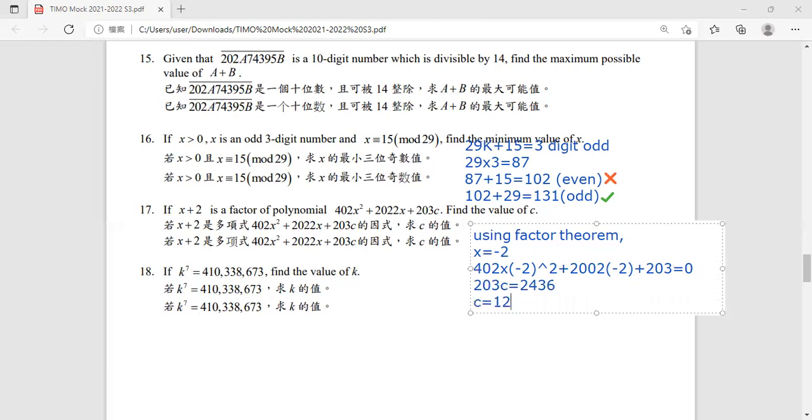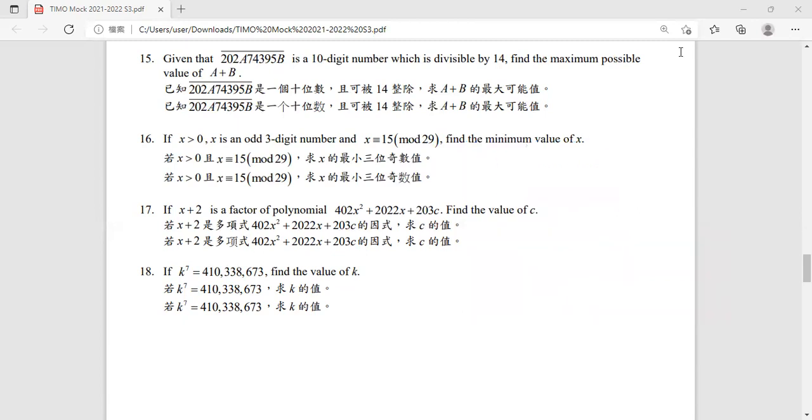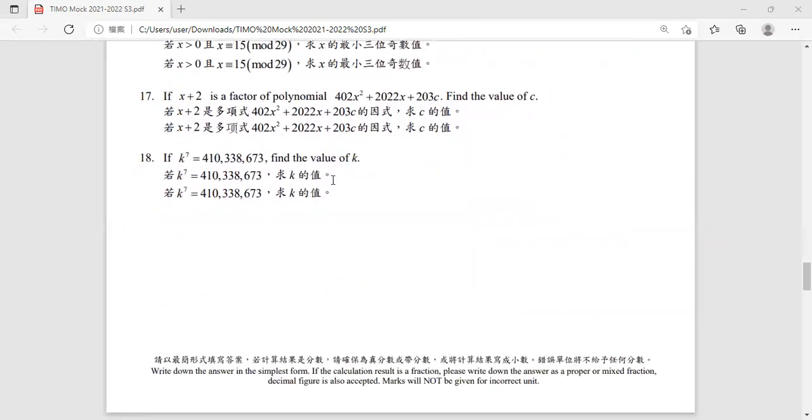Nothing special. You said factor theorem is okay. Any questions? Good.